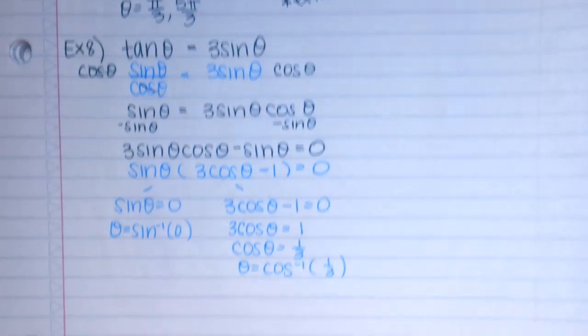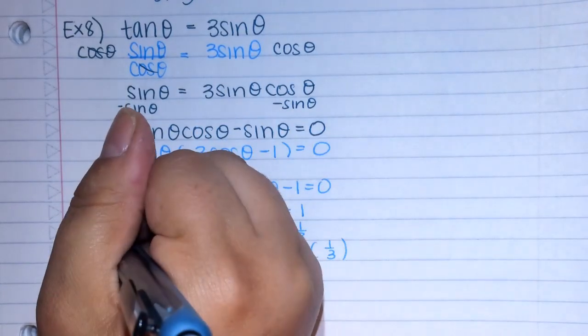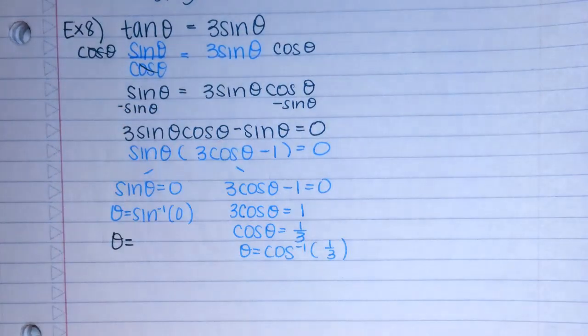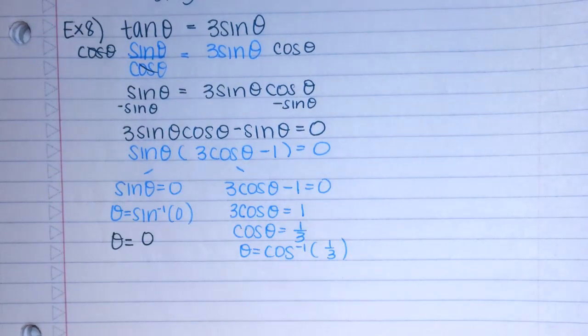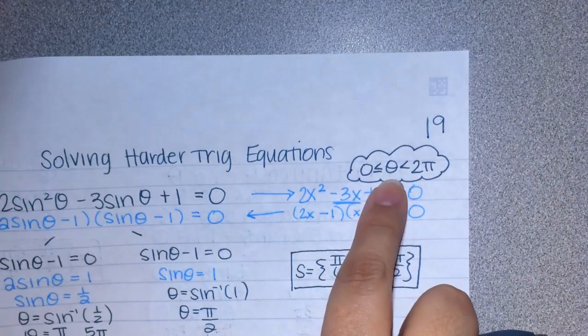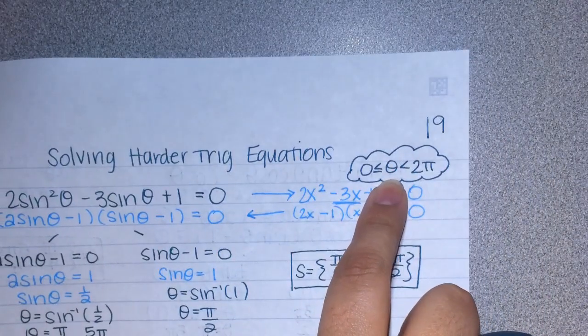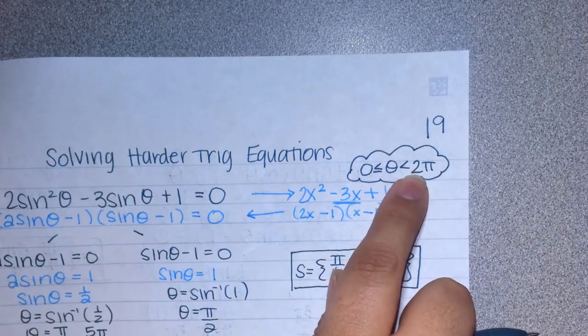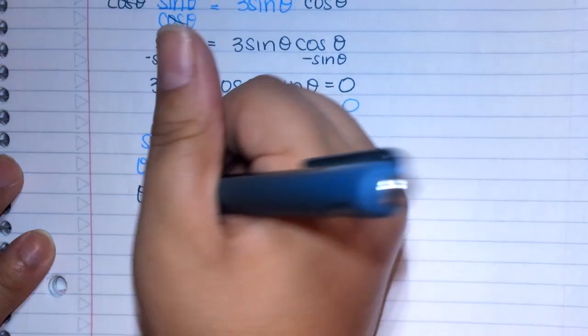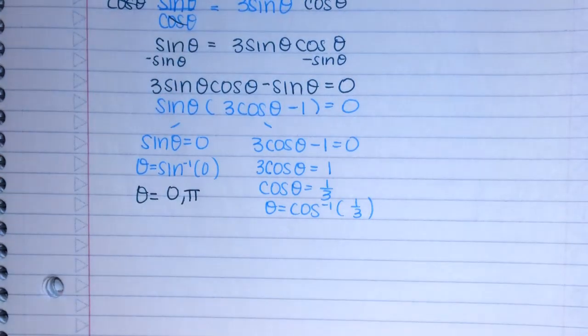Where is sine 0? Sine 0 is 0 and 2 pi. Okay, so let's talk about that. Is it going to be 0 or 2 pi? 2 pi. Go back to my interval. Why 0? Because it's equal to. Do you see how the 2 pi does not have an equal to sign? We hadn't had that issue come up yet. So it is 0 and pi. We are not putting 2 pi on there.